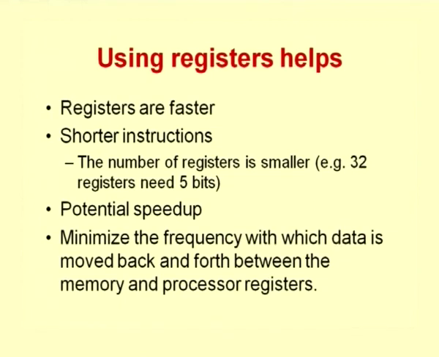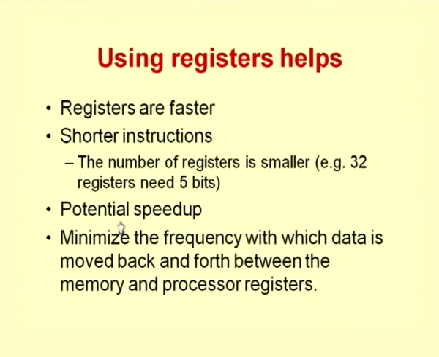One is registers are faster. Rather than bring it from memory, if I have to bring it from registers, that will definitely help. And then my instructions on the whole, when I encode them in the instruction format, will be shorter because I need fewer bits to specify the registers. For instance, if the number of registers is say 32, then I only need 5 bits to specify a given register. Your instruction as such becomes smaller, and it is a potential speed up because registers are faster.